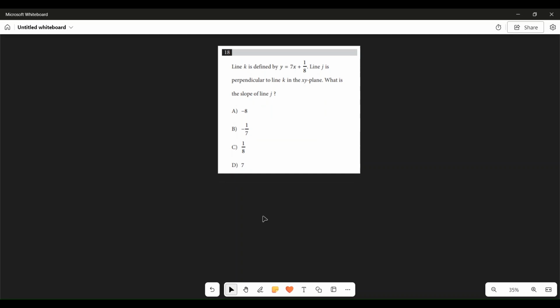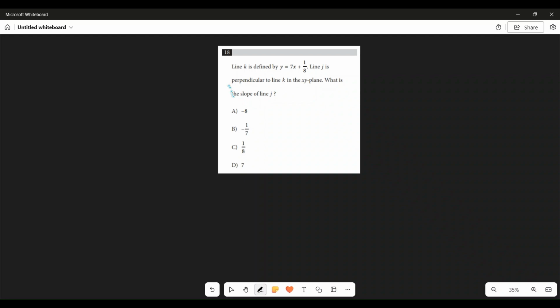This is from the 2024 Practice Bundle 6, Module 2 of the Math section. Line K is defined by y equals 7x plus 1/8. Line J is perpendicular to line K in the xy plane. What is the slope of line J?